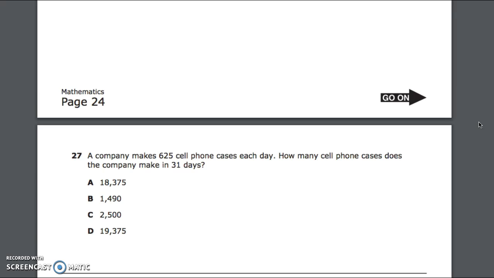Number 27. A company makes 625 cell phone cases each day. How many cell phone cases does the company make in 31 days?